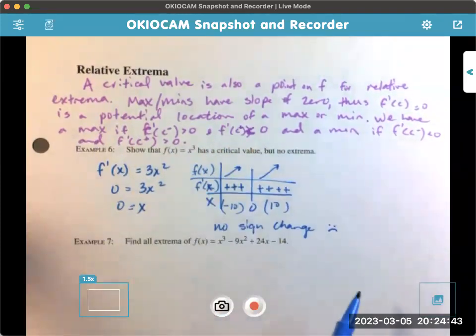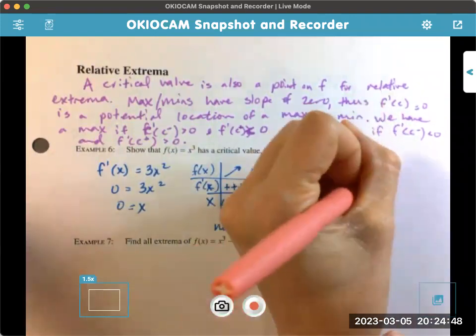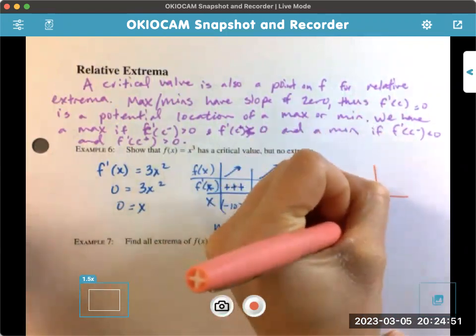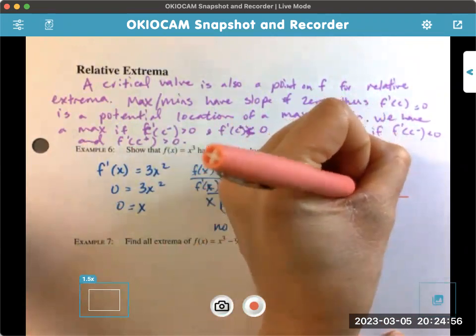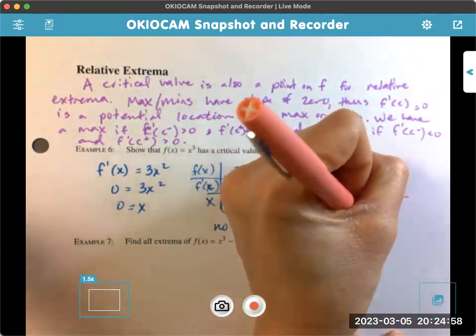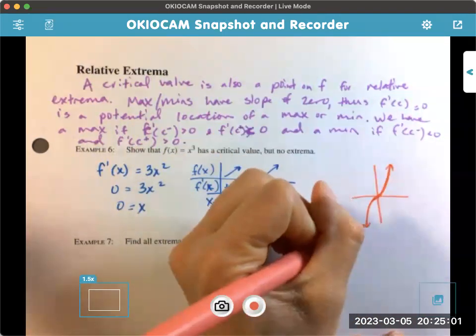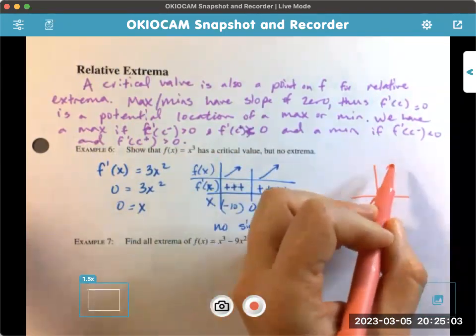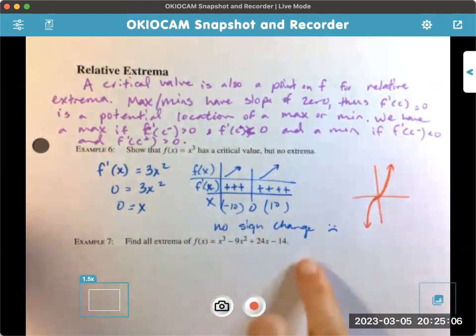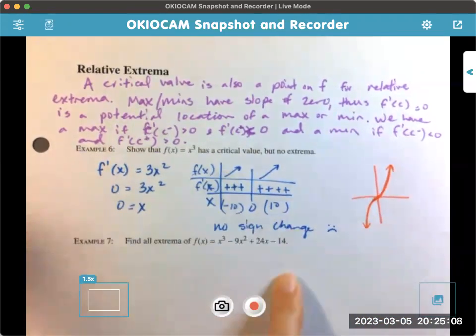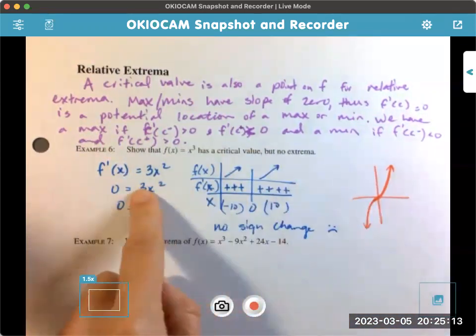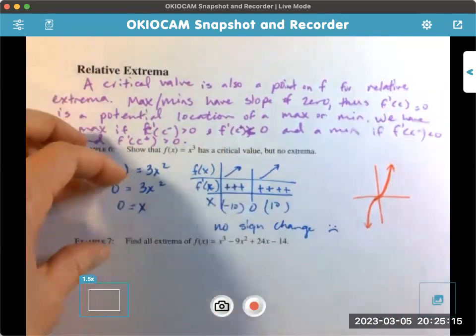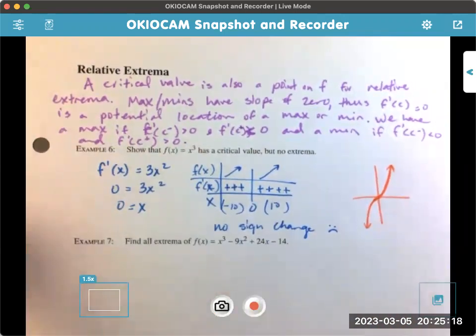So sad. No sign change, so it's no critical value. If you're curious, it's because if we draw it like this, it kind of, if I could draw better, it kind of levels off. It doesn't quite level off, but we're always increasing from negative infinity to positive infinity. So while just by the definition it looks like we have a potential local extrema, we actually don't. That's why critical values are potential, not always, a local extrema.